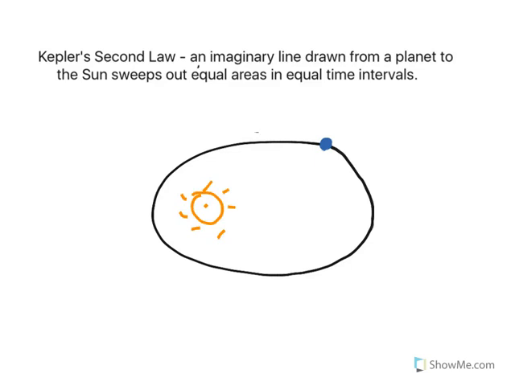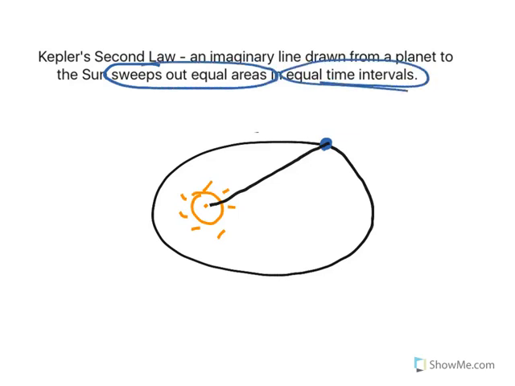So let's start with the first part of Kepler's second law, an imaginary line drawn from a planet to the Sun. So let's draw an imaginary line in. Now let's look at this next part. It sweeps out equal areas in equal time intervals. So let's say we have a clock and we start watching the Earth at time t equal to 0, and it's going to orbit in the counterclockwise direction. It's going to go this far, and we're going to pause it. And we're going to call that time interval t blue.